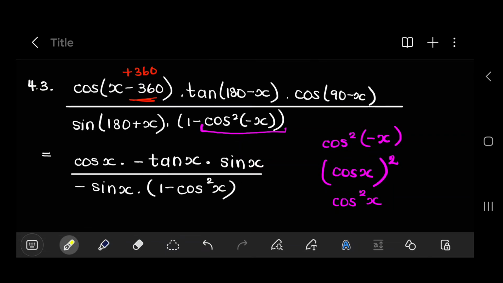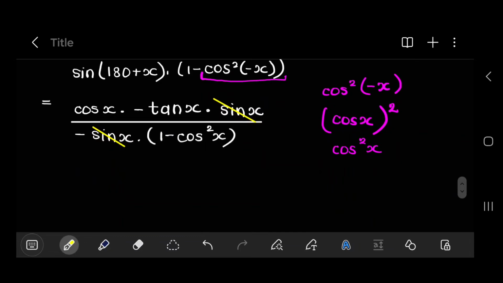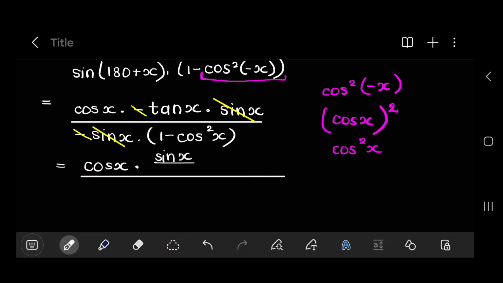Now before we do anything further, what we realize is that we've got sine x in the numerator, and we've got sine x in the denominator. They can cancel out with each other. At the same time, we've got a negative in the numerator and a negative in the denominator. Those can cancel out as well. Or you can look at it as being negative divided by negative, which gives you a positive. Now let's simplify. So in our numerator, we have cos x. That tan x, I'm going to rewrite as sine x over cos x. There's nothing next to it.